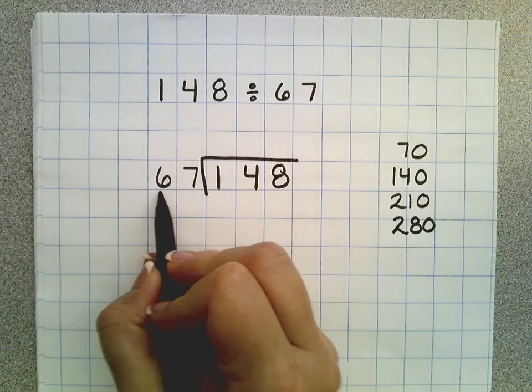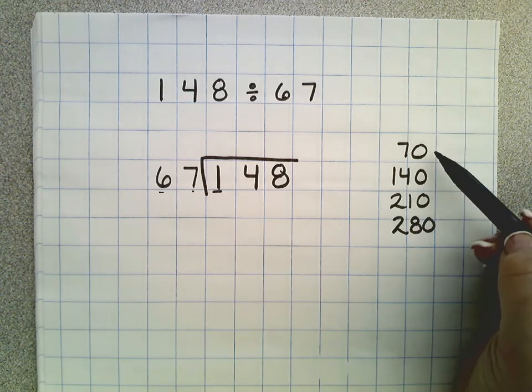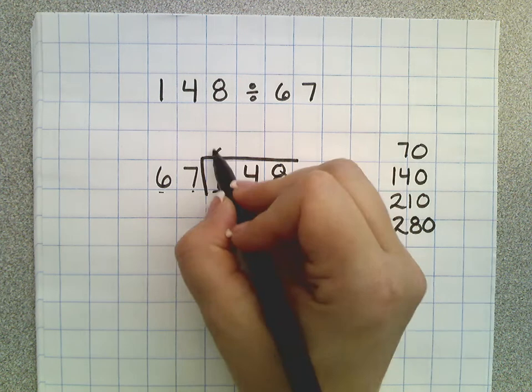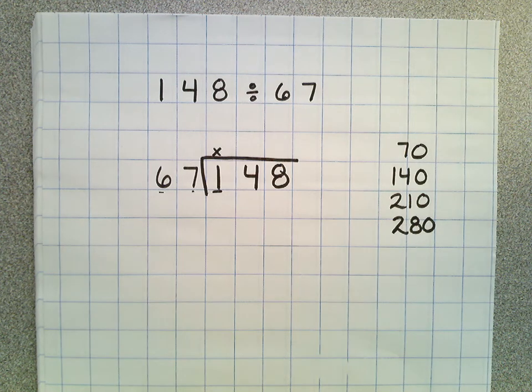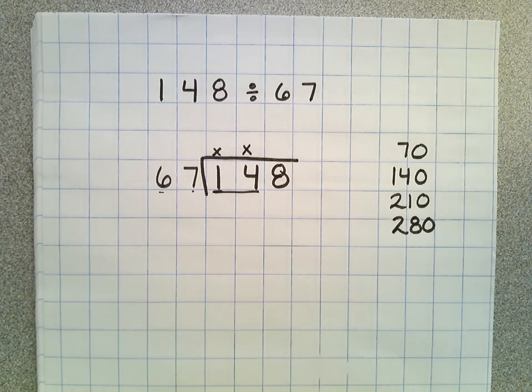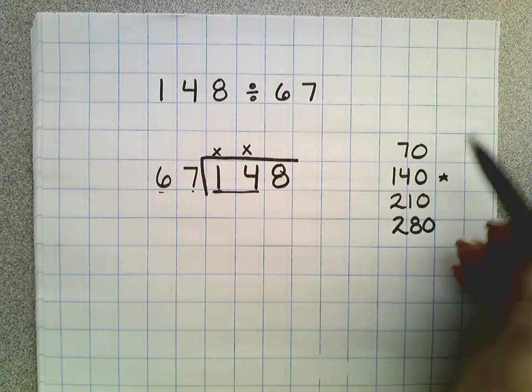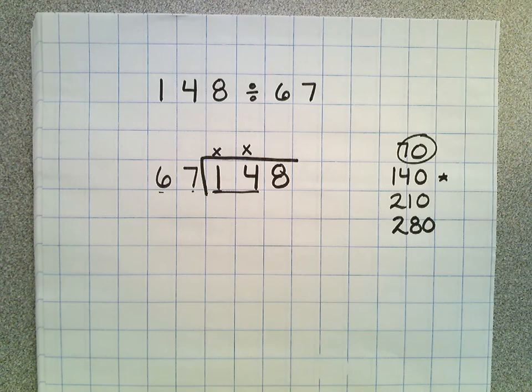I'm going to start with 67 and ask myself, can it go into 1? Well, obviously not. Put a little X there. Now 67, can it go into 14? No. All right, 67, can it go into 148? Yes, it can. I'm thinking it's about 2 times. But remember, this is our estimate. This is 70. We need to try it for 67.